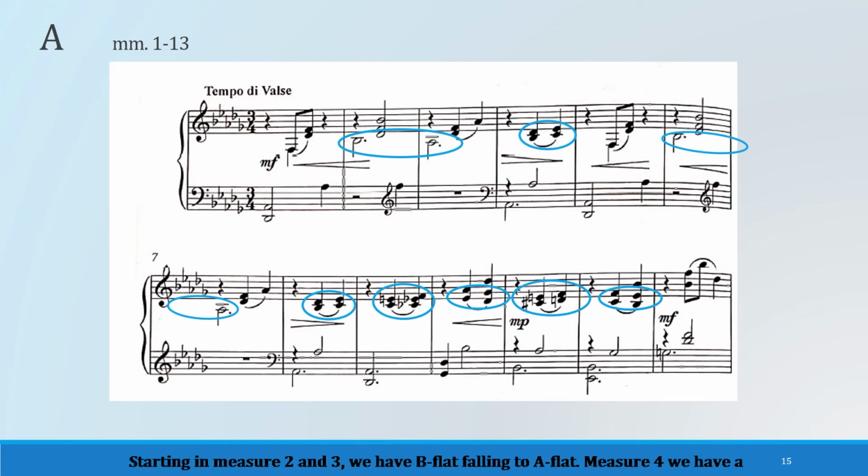Starting in measure 2 and 3, we have that B flat falling to A flat. Measure 4, we have that little slide up in the right hand. An exact repeat of that in measures 6 through 8. And then we get a bit more chromatic in 9 and 11 with these gestures that feel very grasping or sliding up in 9 and 11. And then in 10 and 12, we have these sort of falling slide gestures.